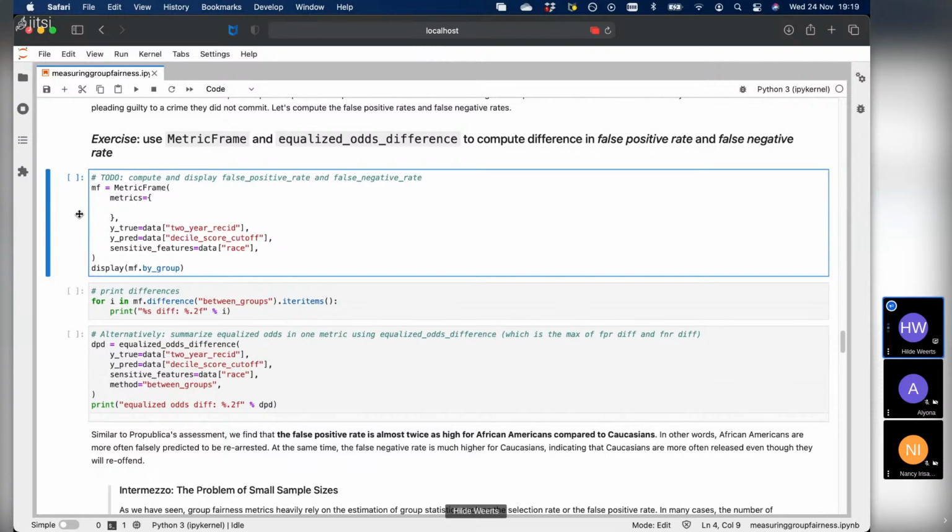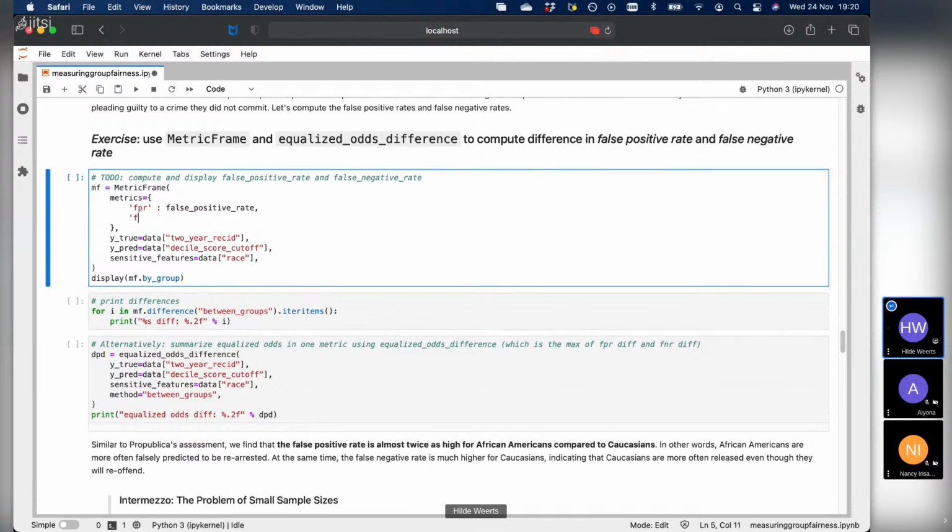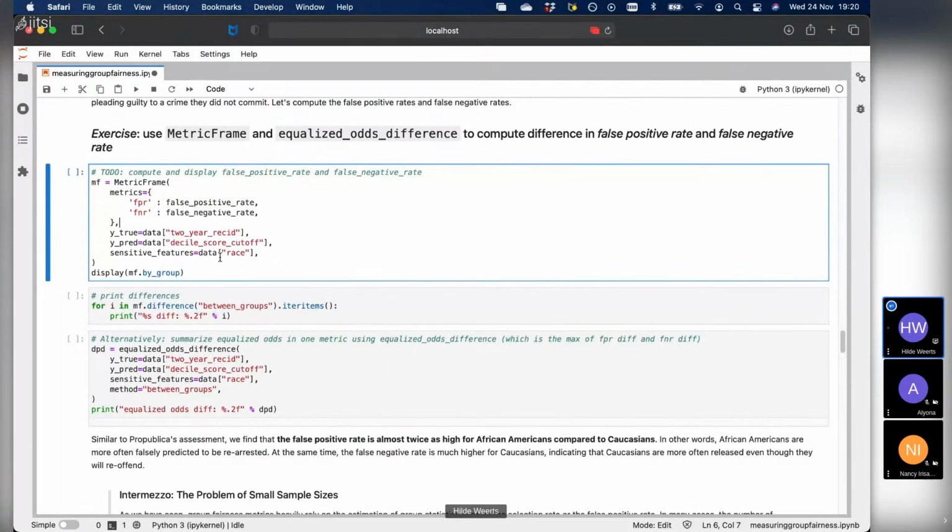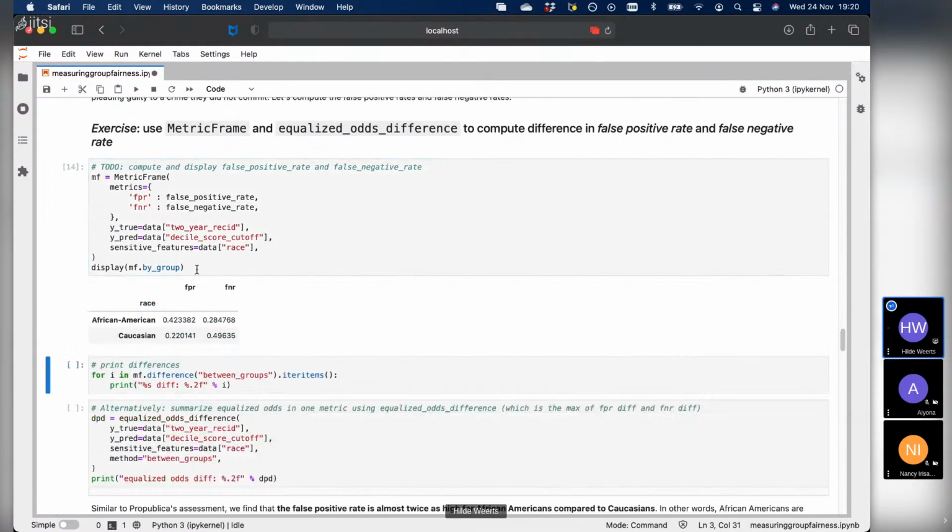So we can use multiple metrics in the MetricFrame. You can just define them as a dictionary, and then we can add false positive rate and false negative rate like this. These are also included in Fairlearn. They're based on scikit-learn metrics, but scikit-learn doesn't actually have these specific ones. They just compute the confusion matrix.